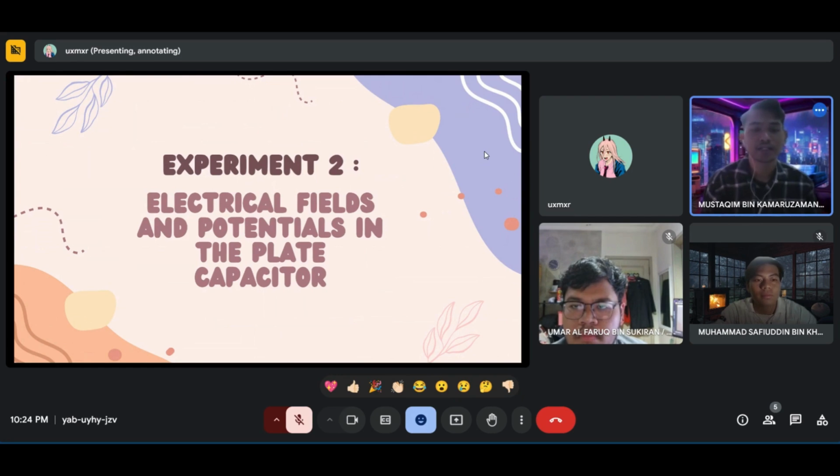Today I would like to present to all of you about our experiment 2. The title of our experiment is Electrical Fields and Potential in the Plate Capacitor.